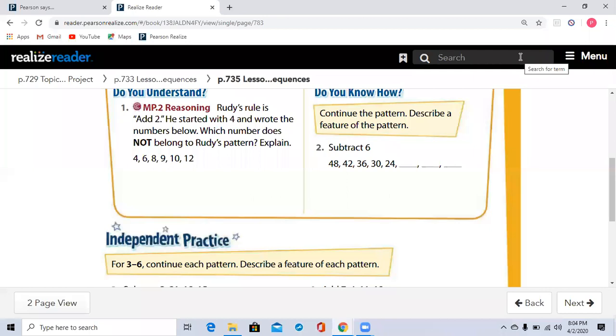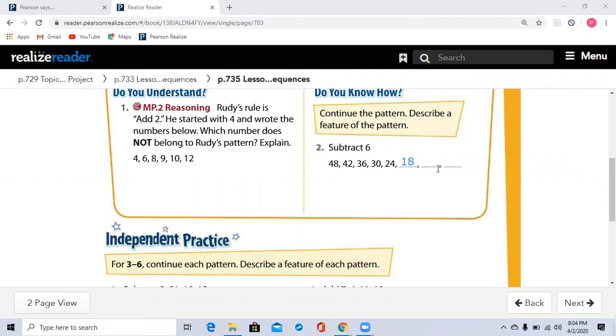So let us do a few exercises to see if we can continue with these patterns. Describe a feature of each pattern by continuing the pattern. Subtract 6. So 48 minus 6 gives me 42. 42 minus 6 gives me 36. Then 30. Then 24. Then I need to minus 6 again. 24 minus 6 gives me the answer of 18.